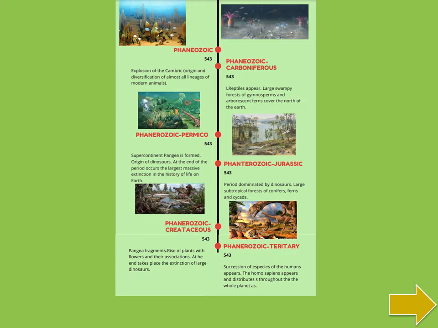In the Quaternary, a succession and diversification of species of the human family appears. At the end of the period, the Homo sapiens species appears and distributes throughout the whole planet as it diversifies. In Europe, it genetically integrates with the species Homo neanderthalensis. The last regional glaciation occurs. Humans domesticate plants and animals. Great civilizations appear in the current world.